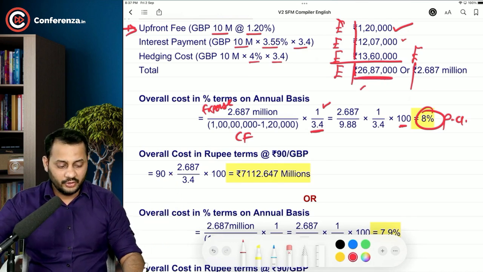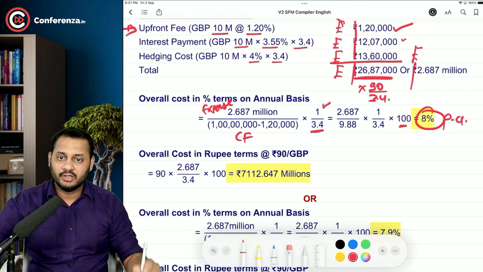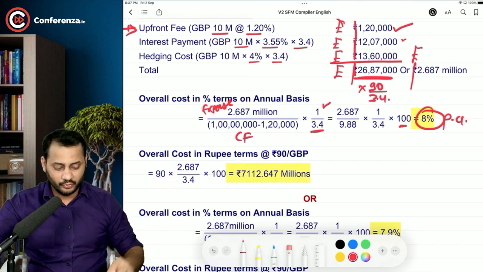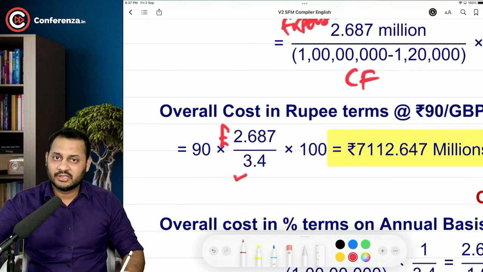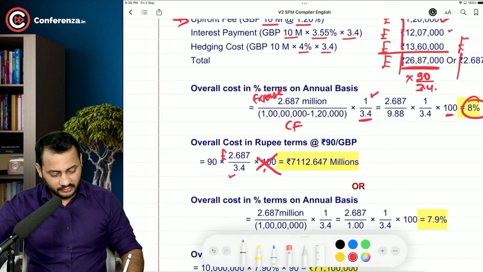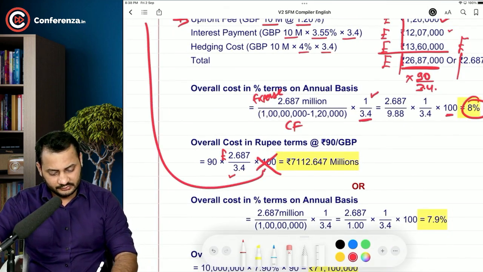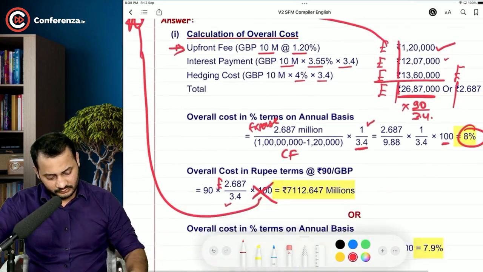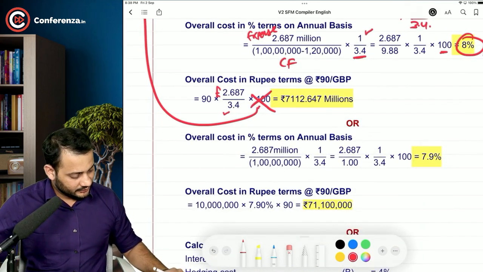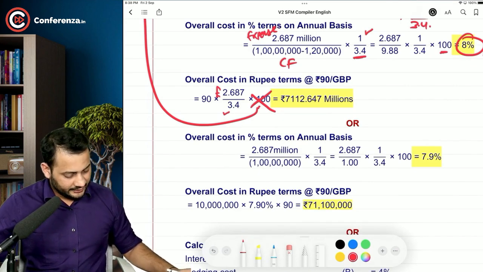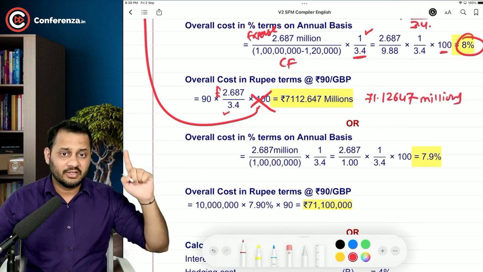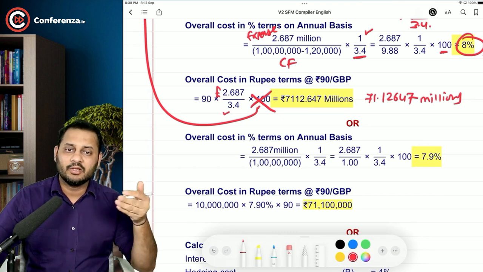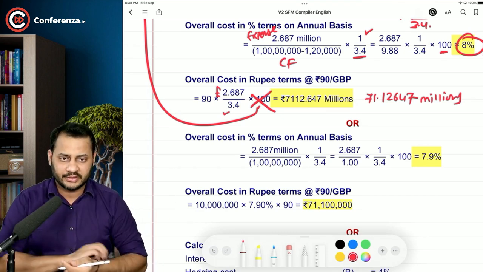2.687 is the pound. You can multiply it with 90 and divide it by 3.4. So 2.687 multiplied by 90 will give you rupees. See, this is the pound. When you multiply it with the exchange rate, it will give you rupees, and then you divide it with 3.4. Just don't multiply it with 100. And the answer will be 2.687 multiplied by 90 divided by 3.4, so the answer will be 71.12647 million. So it's not 7112.647 million. No, 71.12647 million. So almost 7 crore rupees, I think.